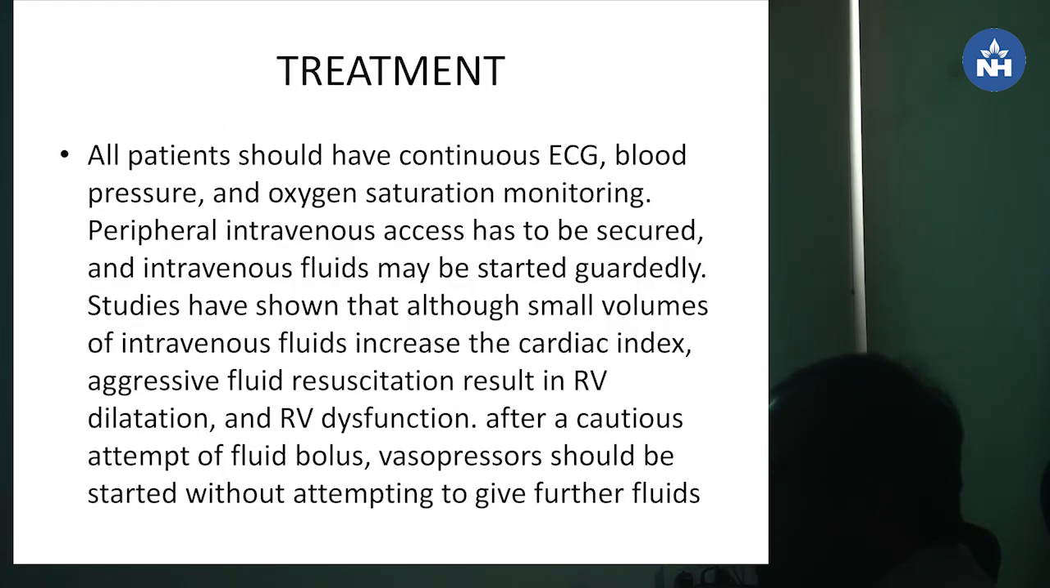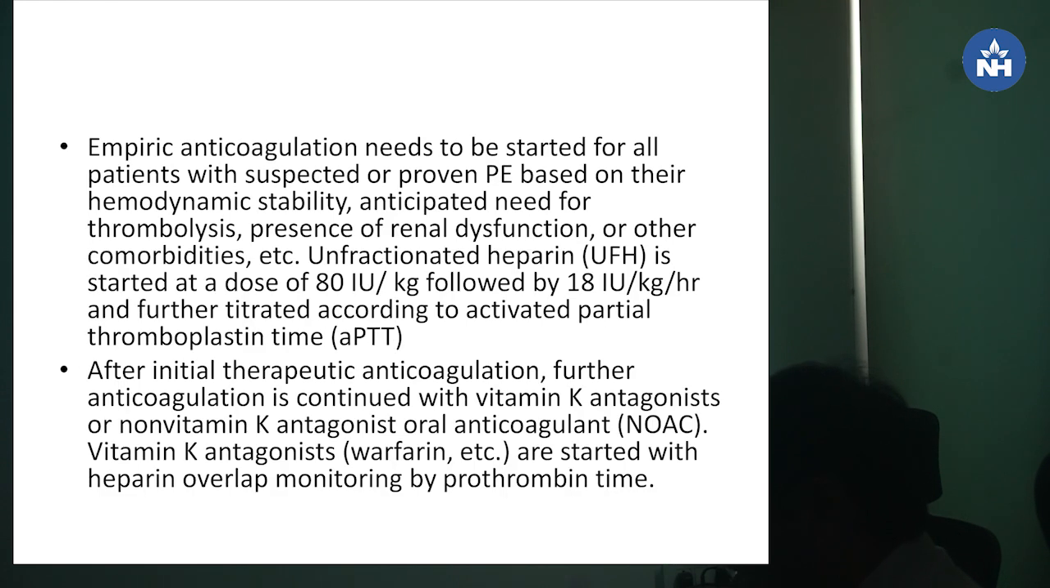So treatment, this is the gross general treatment as per ICU protocol for acute pulmonary embolism. All patients should have continuous ECG, blood pressure and oxygen saturation monitoring. Peripheral intravenous access has to be secured, and intravenous fluid may be started gradually. Studies have shown that although small volumes of intravascular fluid increase the cardiac index, aggressive fluid resuscitation results in RV dilatation and RV dysfunction. After a cautious attempt of fluid bolus, vasopressor should be started without attempting to give further fluid. Now, vasopressor of choice, there is no specific one for pulmonary embolism, but noradrenaline is usually used.